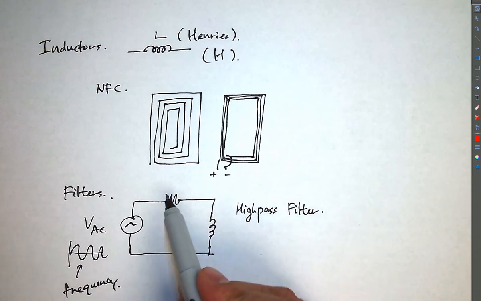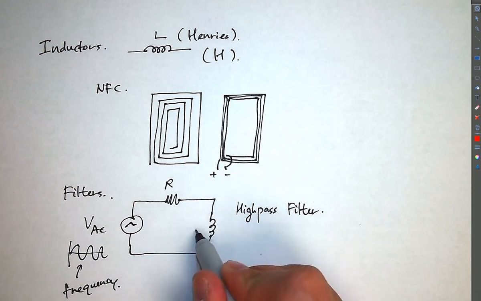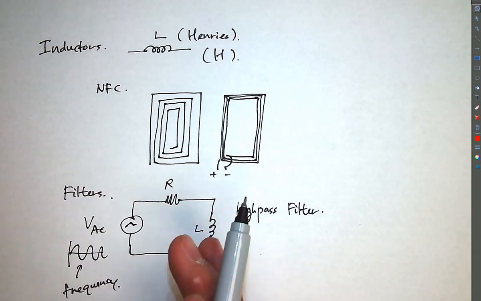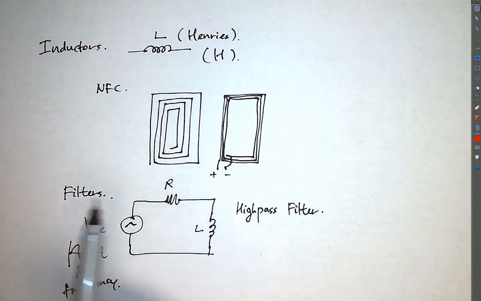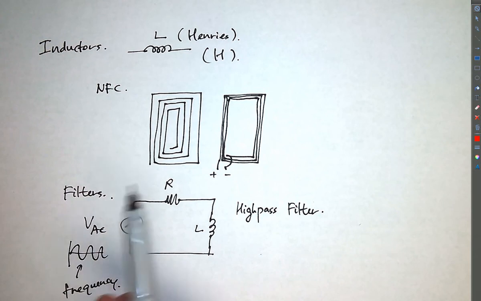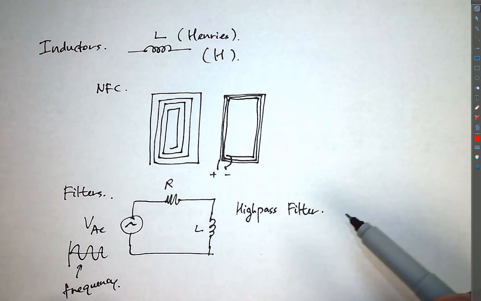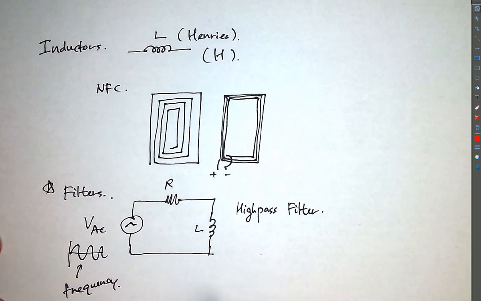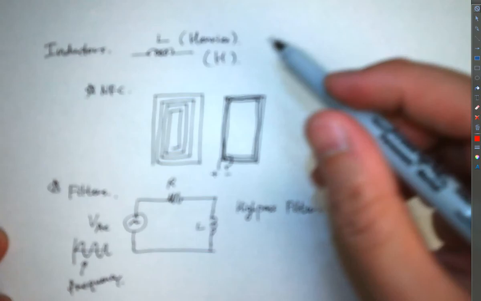Depending on the values for R and the value for L, you can design for the cutoff frequency. So at which frequency will it stop? Beyond which frequency will it pass through the signals or not? So this is one application. Filters is an important application. The NFC is a major application that you see in the back of the phone.